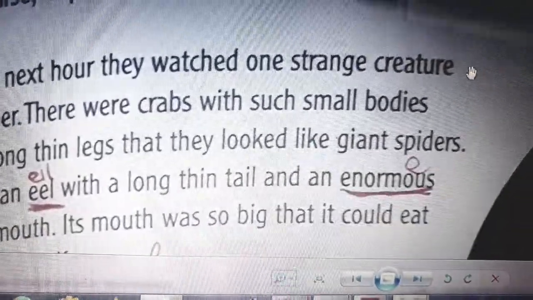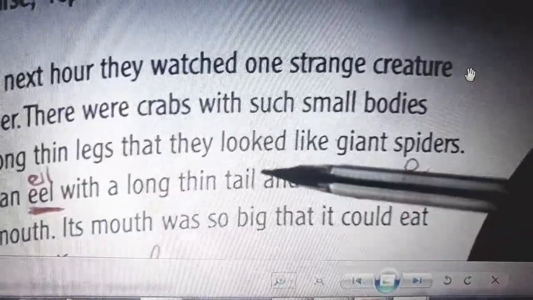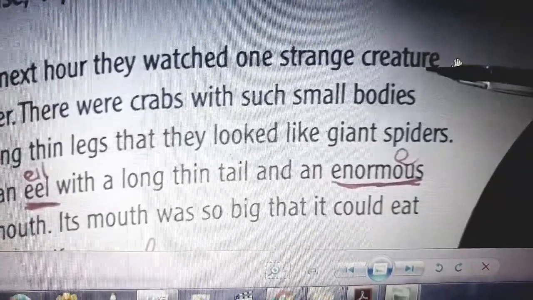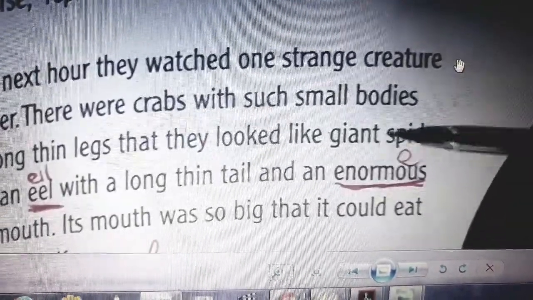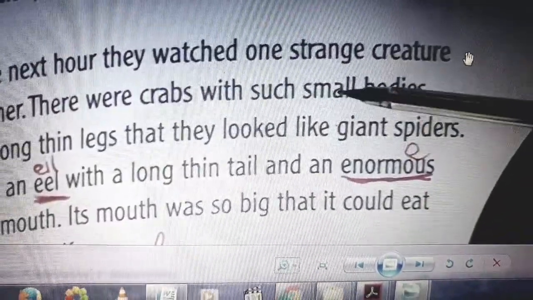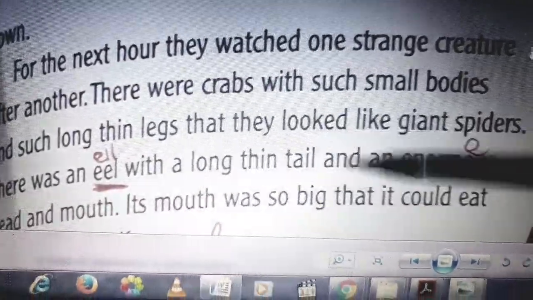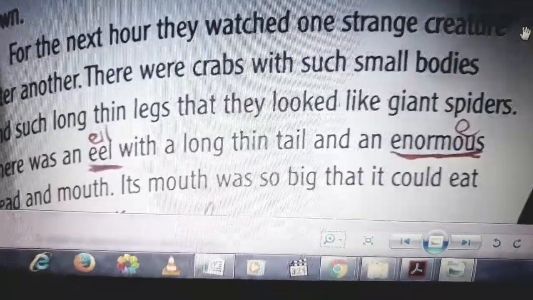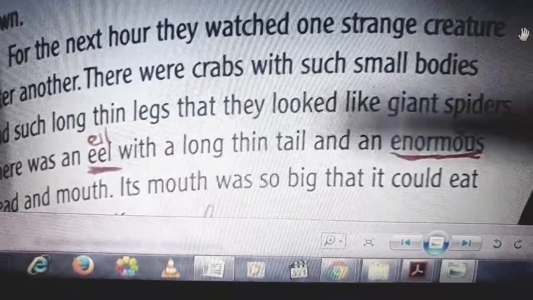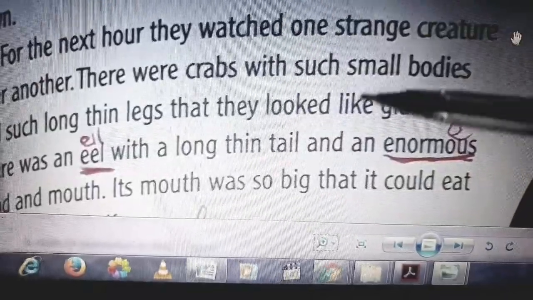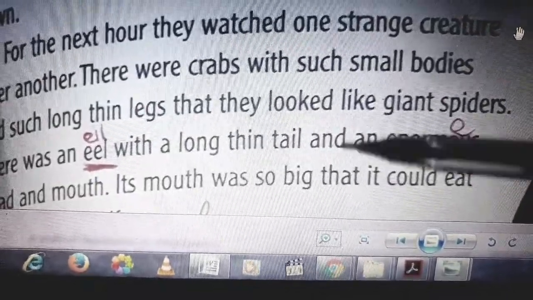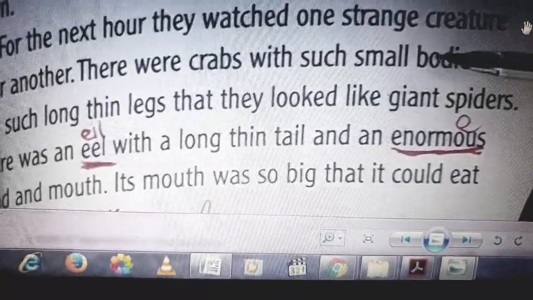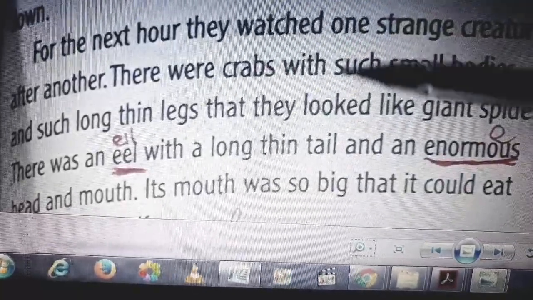If I ask you, why did the narrator describe the crabs like giant spiders? What is the purpose? Because they have small bodies and long and thin legs. Or if I ask, what did the crabs look like and why? You will say, they looked like a giant spider because they have small bodies and long thin legs.